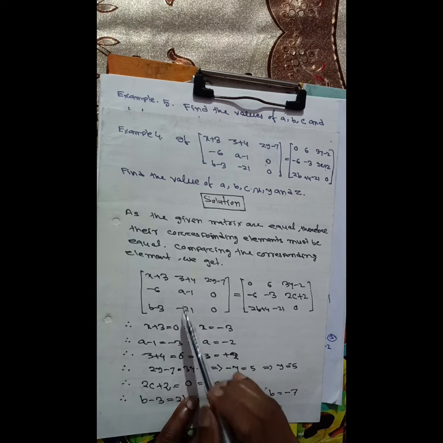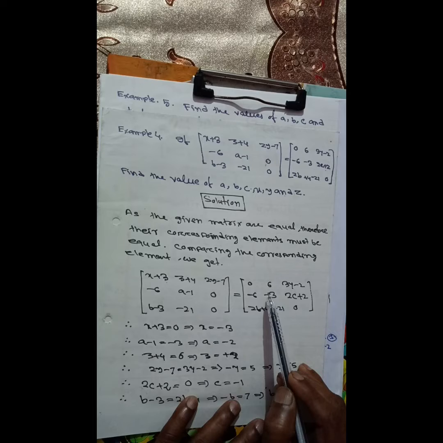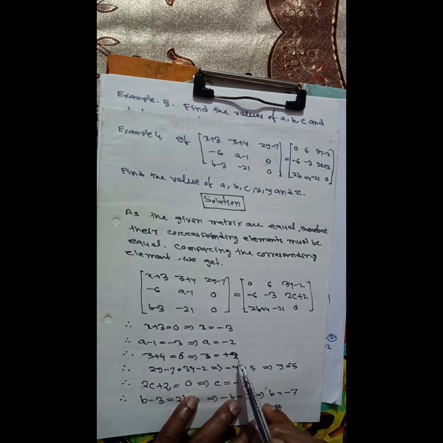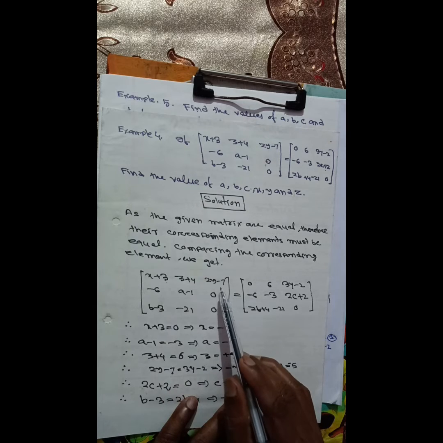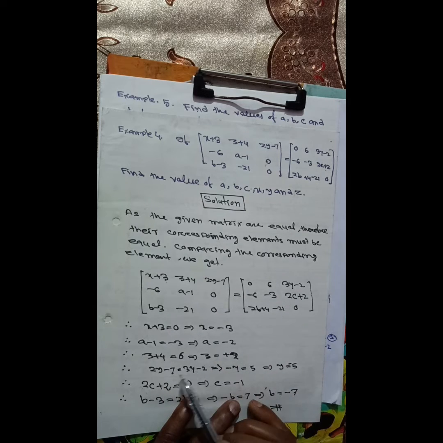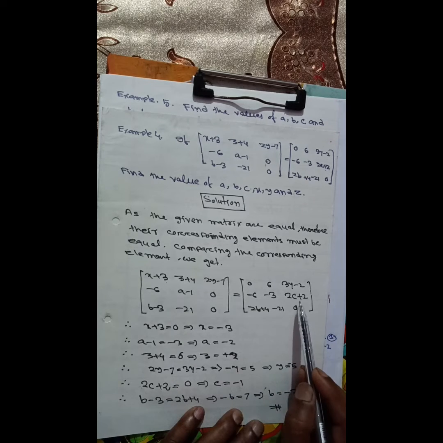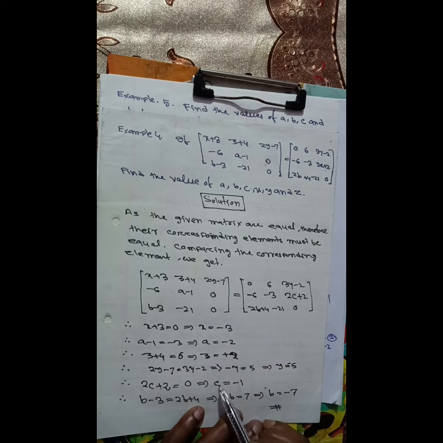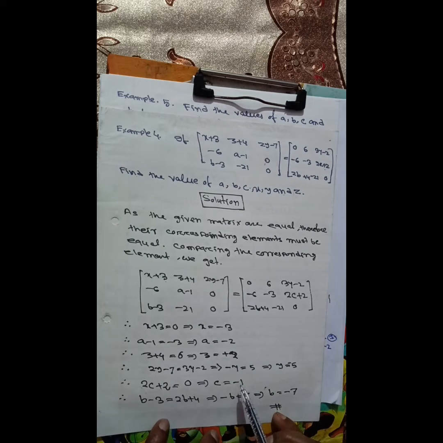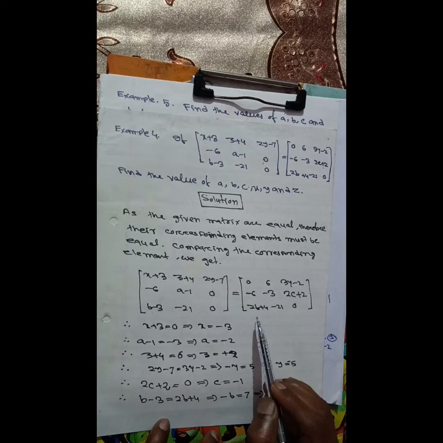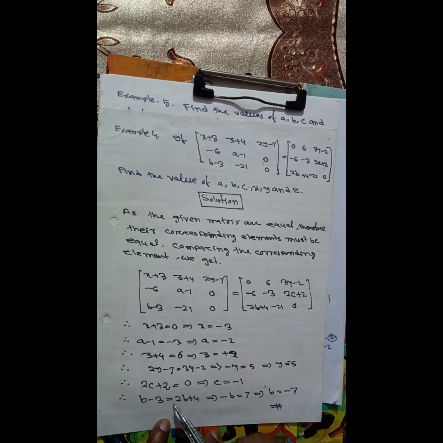And z plus 4 equal to 6. Therefore, z is equal to 2. And twice y minus 7 is equal to thrice y minus 2. After solving, we get y is equal to minus 5. Again, twice c plus 2 is equal to what? 0. Therefore, c is equal to minus 1. And b minus 3 equal to what? Twice b plus 4. After solving, we get b is equal to 7.